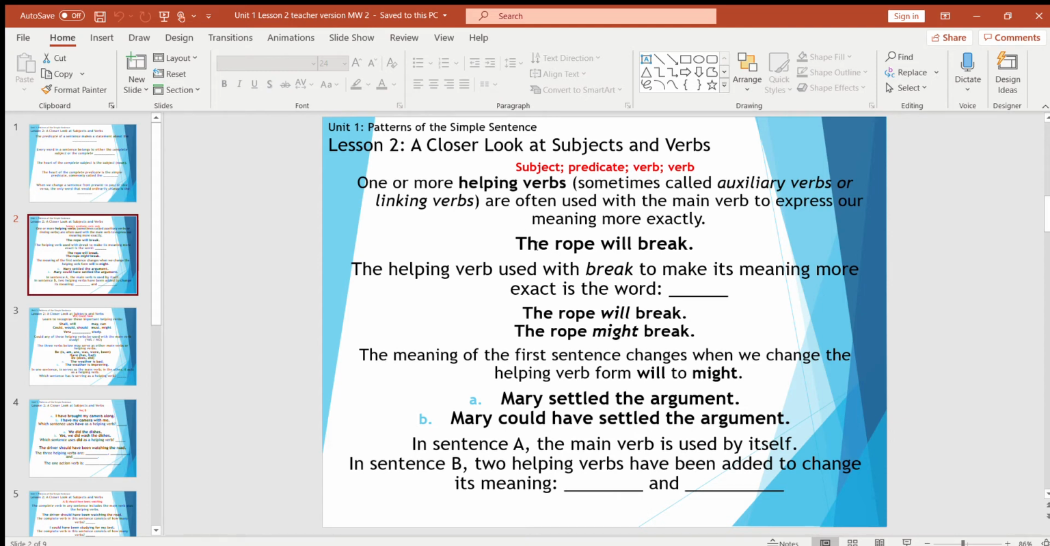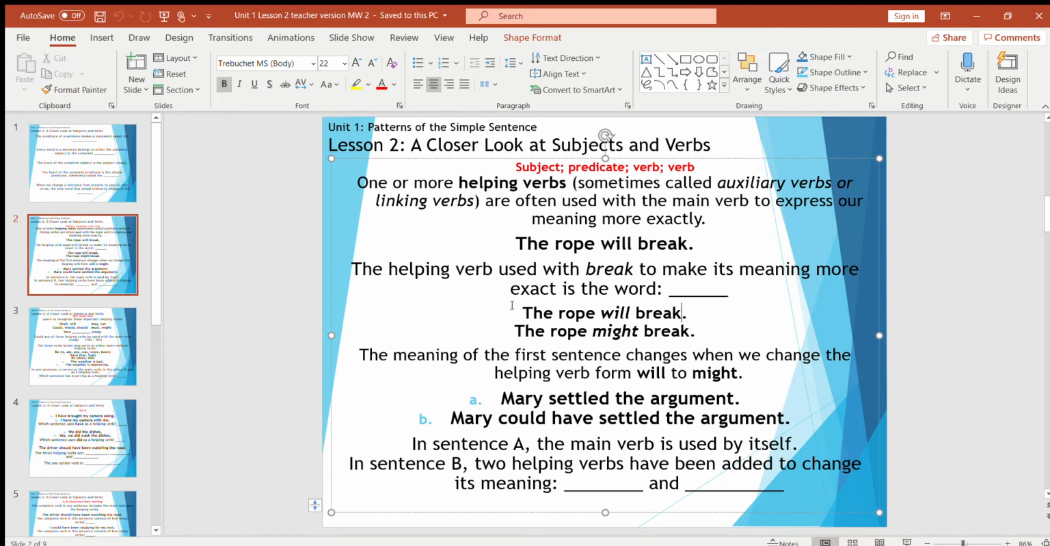So if we have the rope will break, the helping verb used with the verb break to make the meaning more exact is what word? It is the word will, right? So will is your linking verb. Break is still an action verb, so both of those are going to be considered verbs.